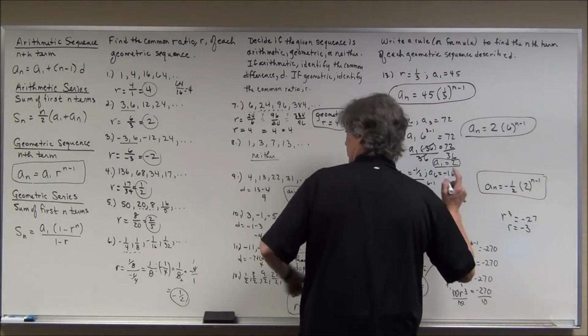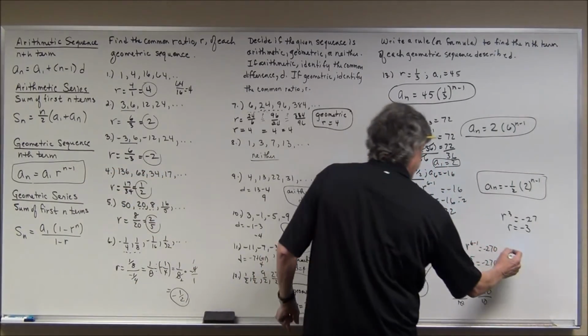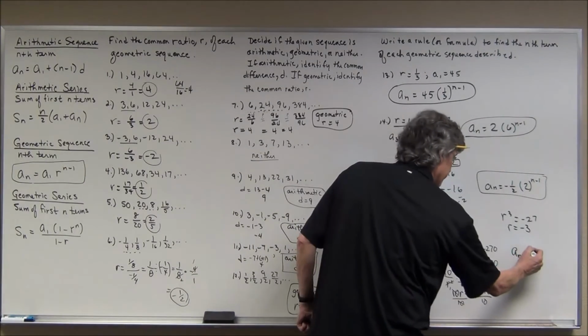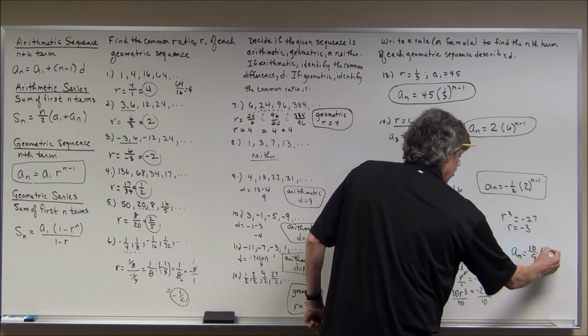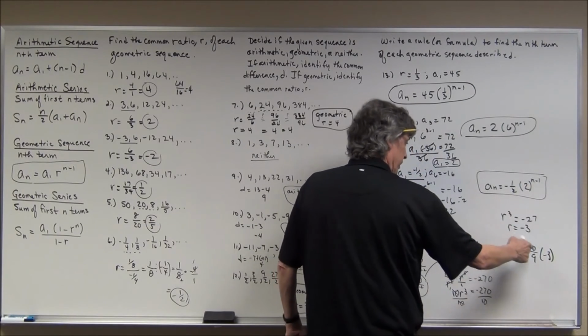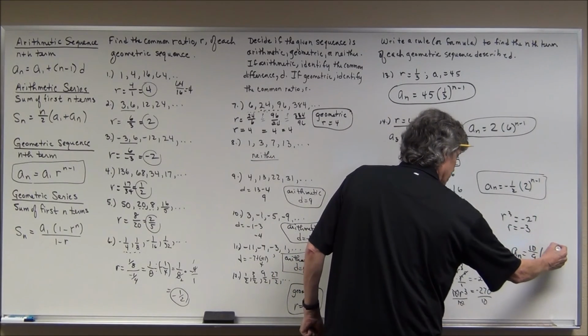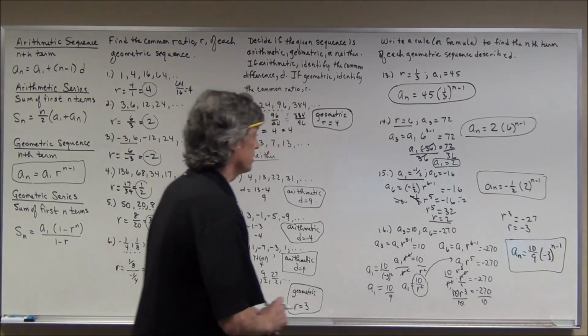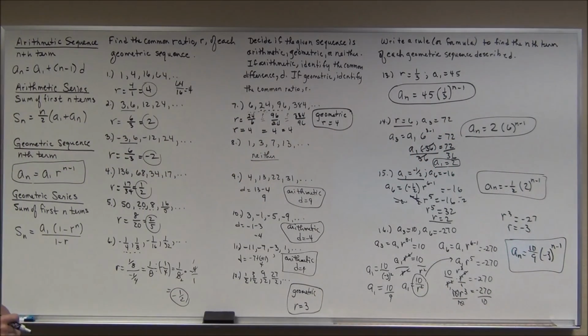So just go ahead and plug it right into this guy. Finally, a sub n is equal to a sub 1, which is 10 over 9, times my ratio, which is negative 3, don't lose your negative there, to the n minus 1 power, and that is the answer to this one. So that one's got a little bit of stuff to it, but they're definitely doable.